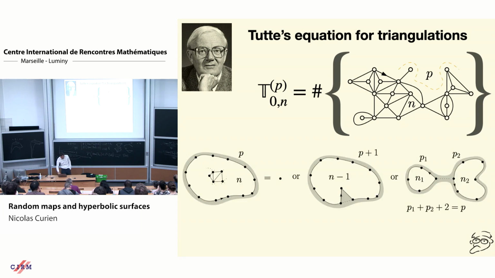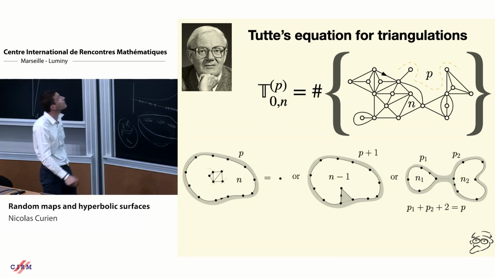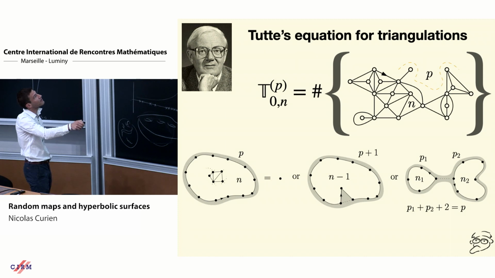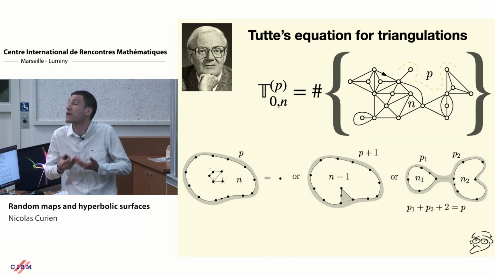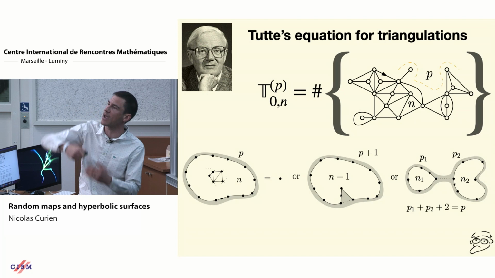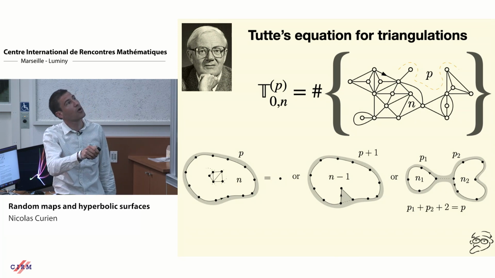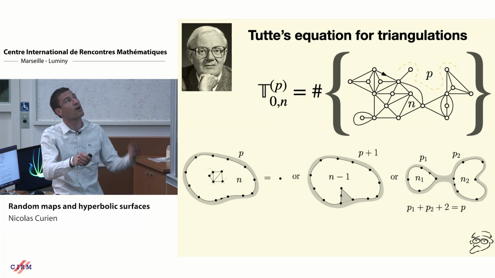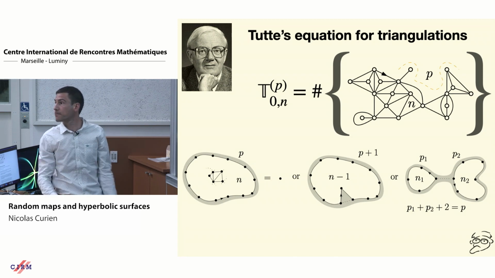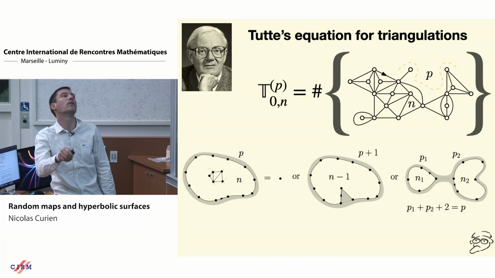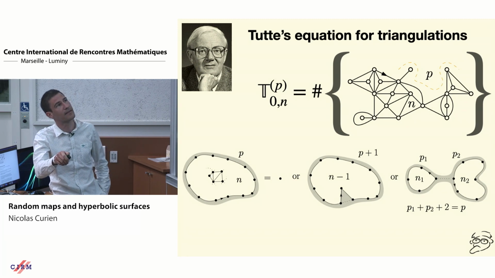Then the idea of Tutte is very down to earth, very simple. If you want to enumerate this set, you take such a triangulation, you have a distinguished oriented edge on the boundary, and let's see what happens if you remove this edge, or if you explore what is on the other side of this edge. You have two cases. Either you discover a triangle like that, or if you remove this edge, then this will split the map into two parts.